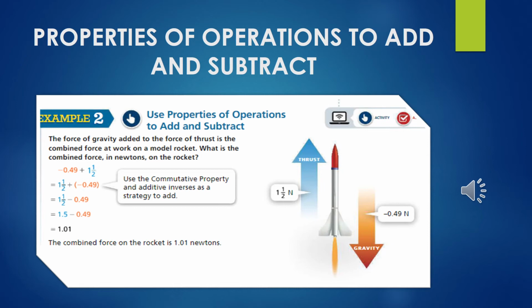You need to convert the 1 1/2. You have one whole number. The 1 is a whole number, so you only copy the 1. And 1/2 is 0.5. So at the end I have 1.5 minus 0.49, and when you solve this subtraction, the answer is going to be 1.01 newtons. This is the combined force of the rocket.